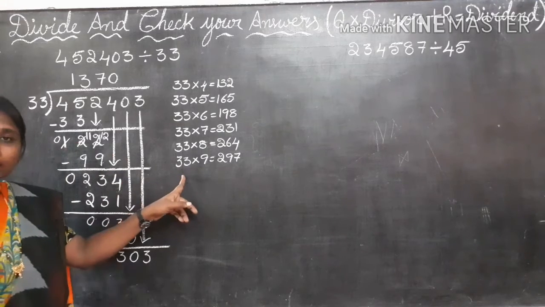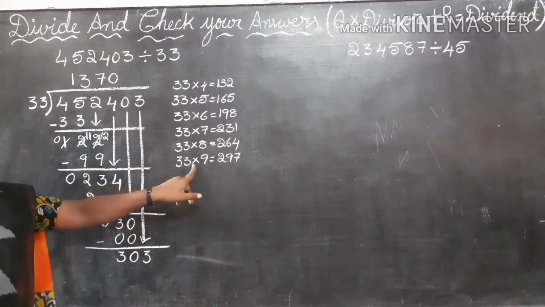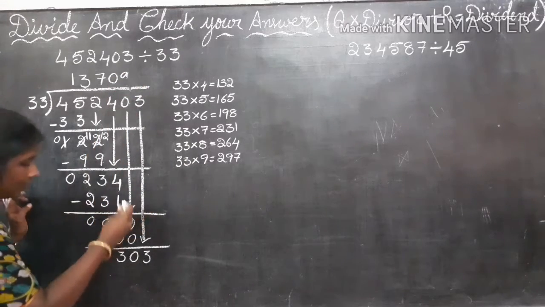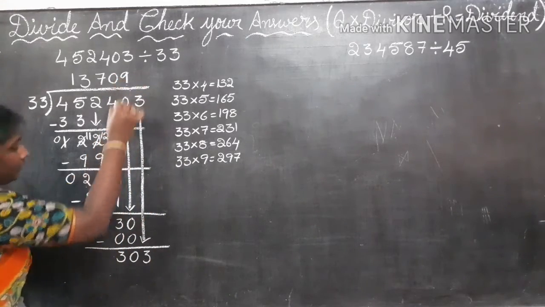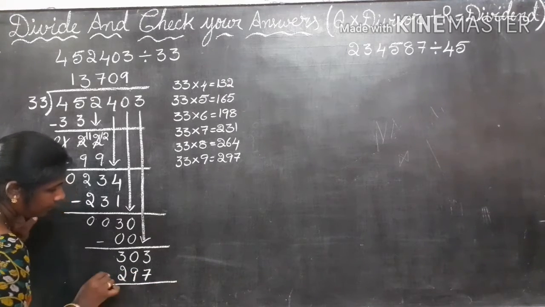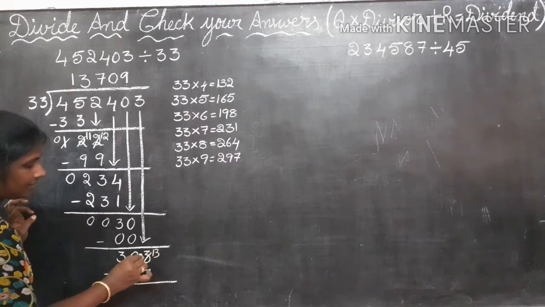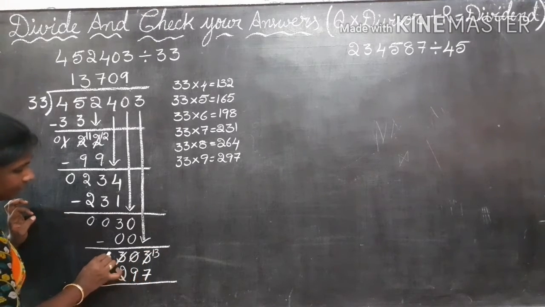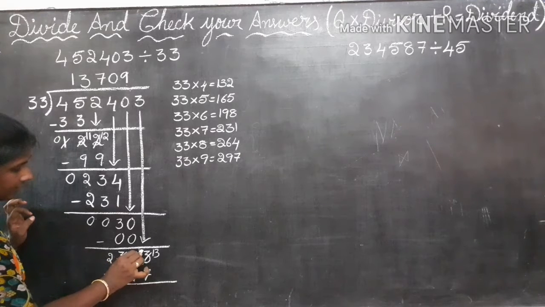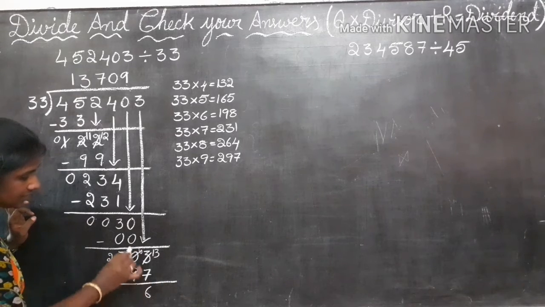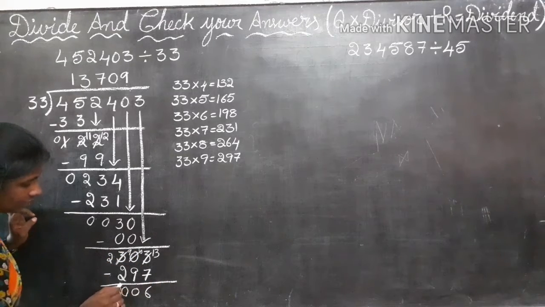33 tens are 330. Then we have to take 33 nines are 297, yes. 33 nines are 297. 13. Here we have to take from here to here, it is 10. Here 2, here 10. Again from here to here giving. So here 9, here 13. 13 minus 7, 6. 9 minus 9, 0. 0.